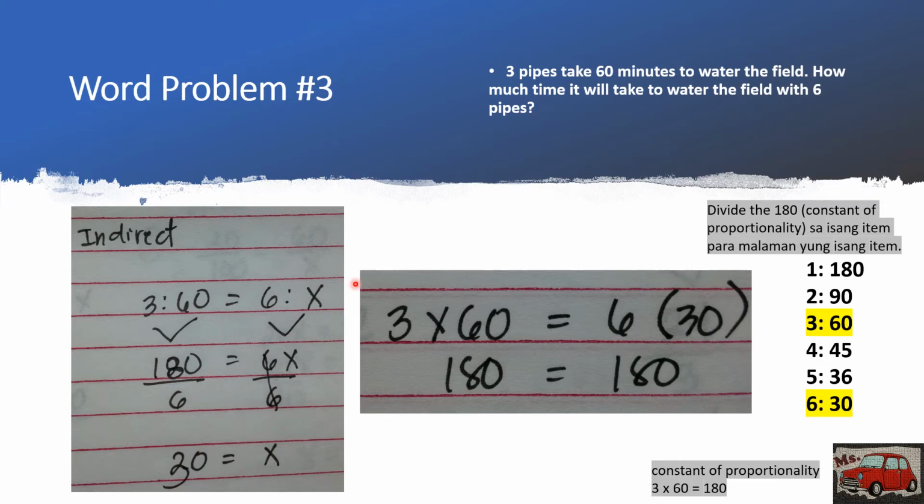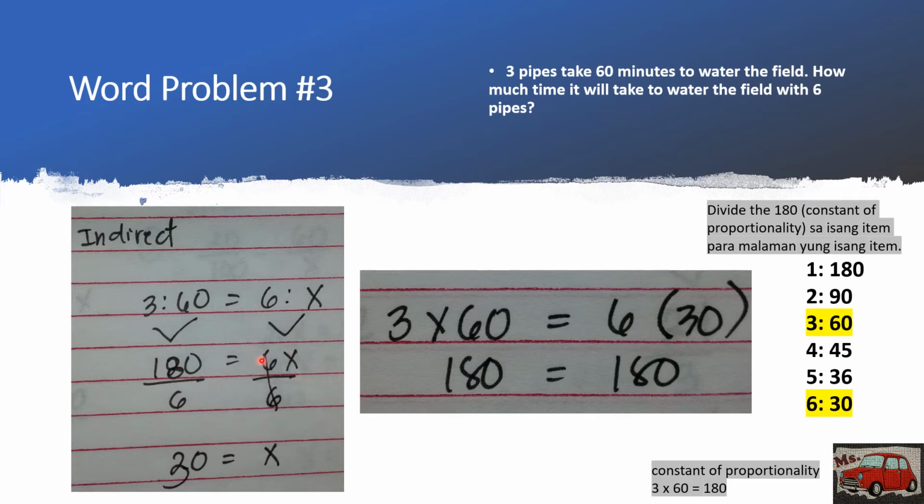Okay? So, this is how we do it. So, 3 is to 60 equals 6 is to x. Yung x dito is yun yung value or yung number ng minutes na hanapin natin kapag gumamit tayo ng 6 pipes. Okay? So, to answer this, kailangan natin i-multiply yung kada ratio. Okay? So, 3 times 60, that is 180. And then 6 times x, that is 6x.